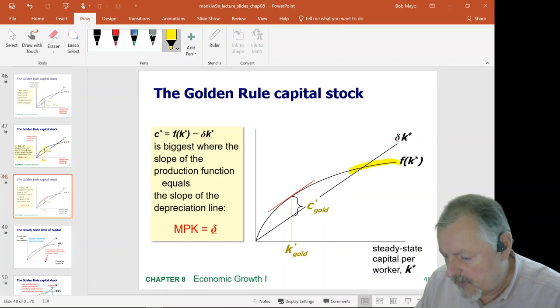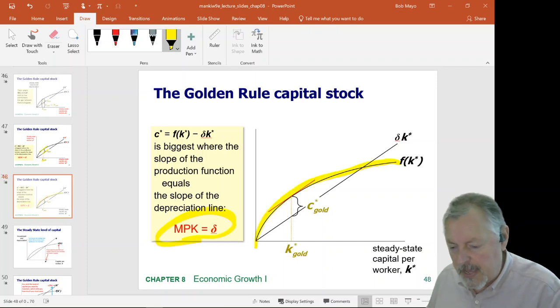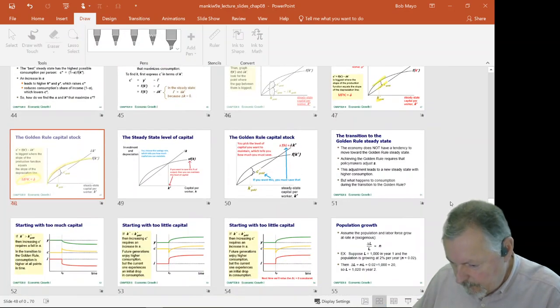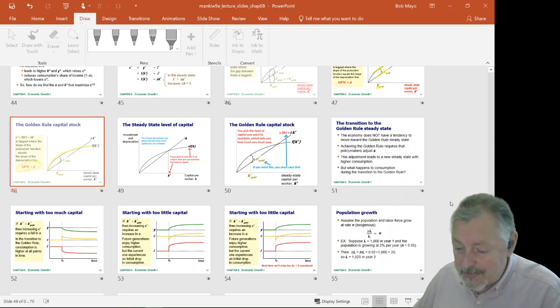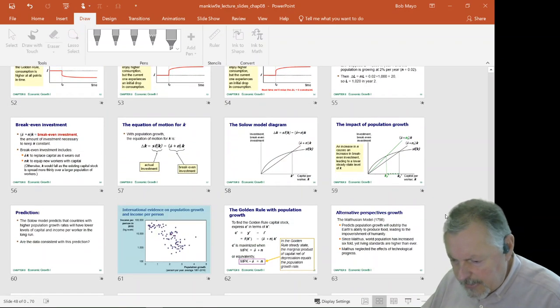The slope of this function is the marginal product of capital, so you're looking for the condition where that is true. Let's see. Transition to the golden rule. You can look that over. It's not terribly complicated.